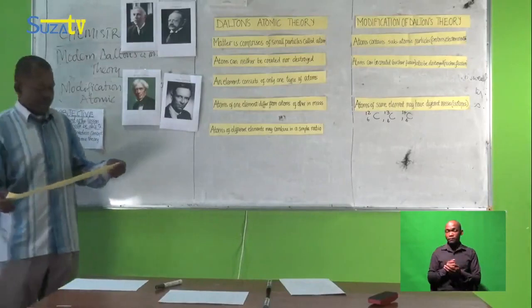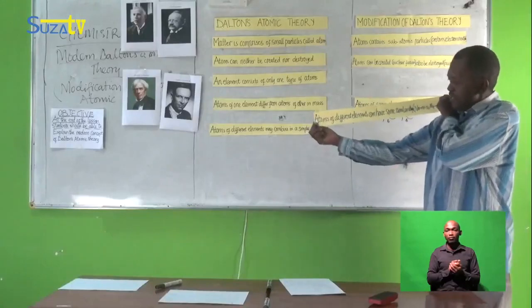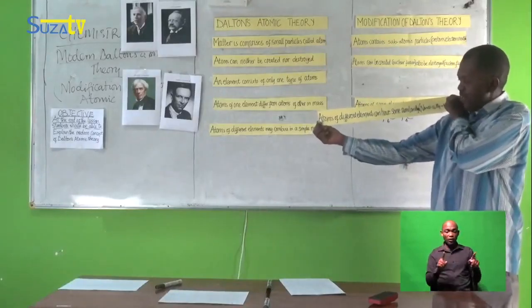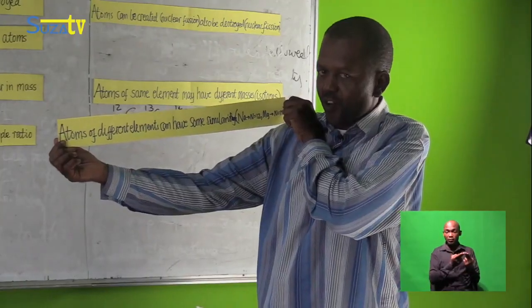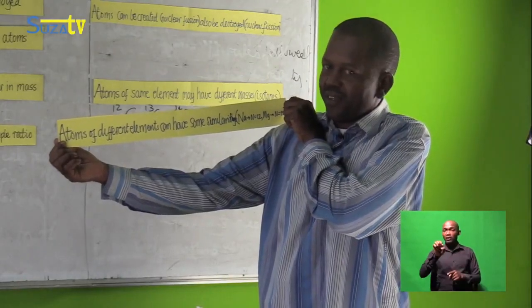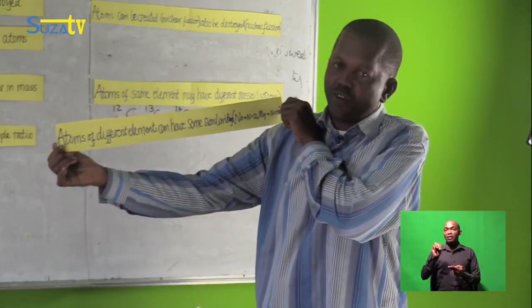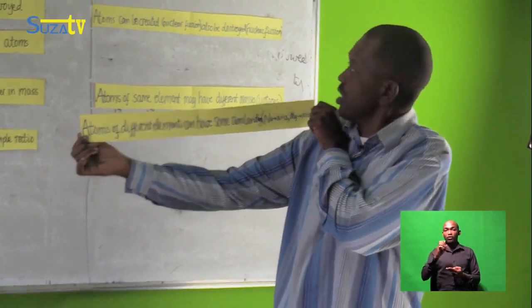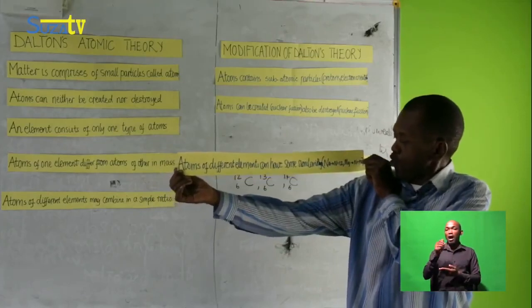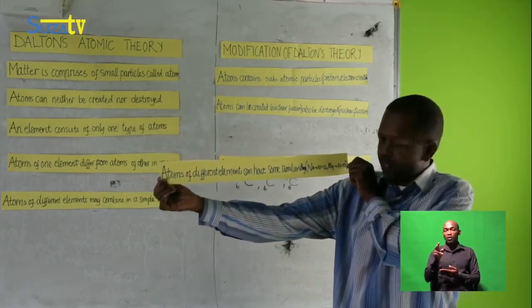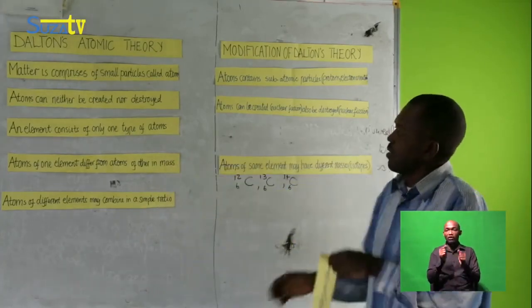We have another postulate. It says atoms of different elements can have some similarities. For example, the number of neutrons in an atom of sodium, we are talking about subatomic particles, is 12. Then also, the number of neutrons for magnesium is also 12. So they both have 12 neutrons.